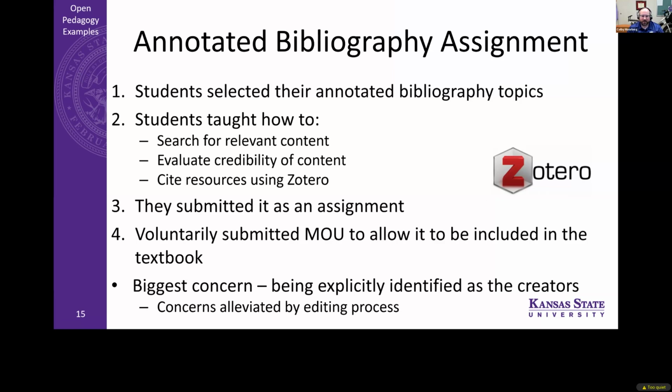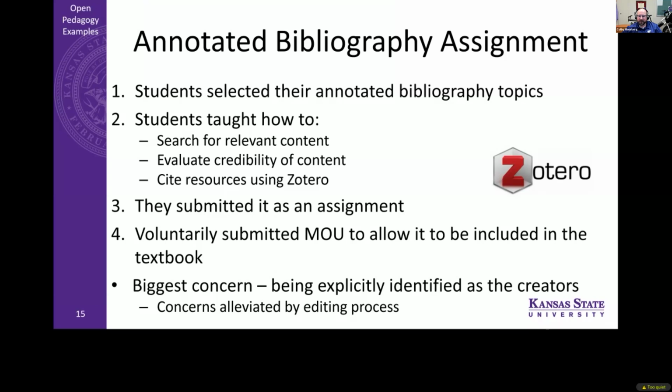And they had to hunt down a list of different types of documents. I wanted a government publication. I wanted an extension publication if there was one. I wanted a picture of a conservation practice, and a few other types of documents like that. They had to search for the relevant content and evaluate whether it was credible or not. Then I had them do a full citation using the Zotero citation management software, and they submitted this as a Canvas assignment. Later on, I talked to them about the possibility of including this assignment in this open textbook that we were working on as a class.